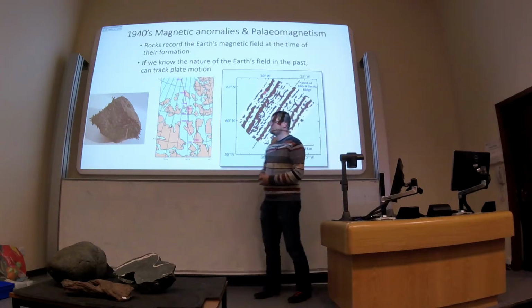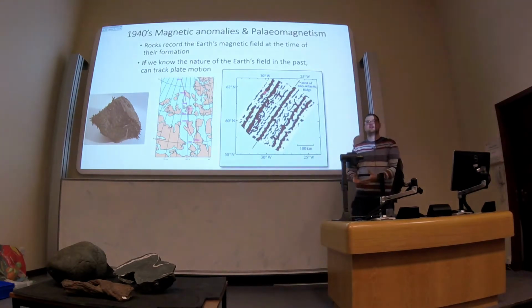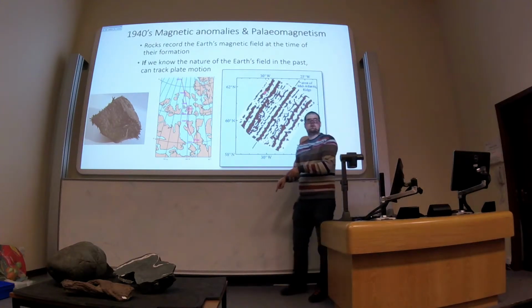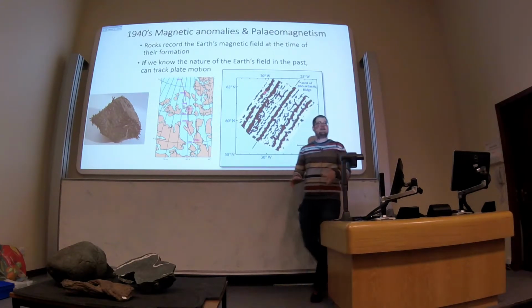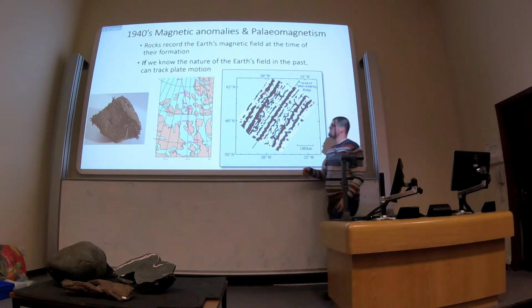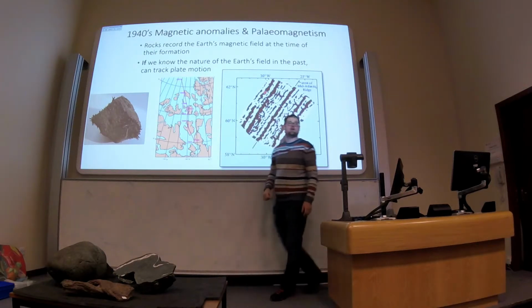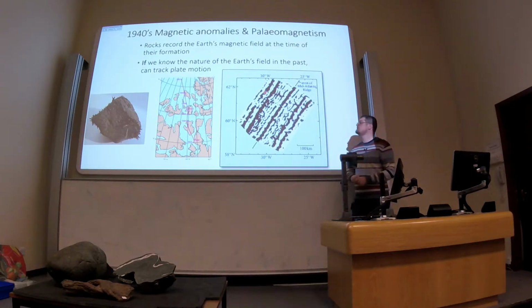kinds of rock. So if we find these rocks that were formed in the past, all those little magnets in the rock will be lined up with the magnetic field at the time that that rock formed. So we could use that to try and reconstruct, for example, where the Earth's magnetic pole was. And that will help us figure out where the continents were.